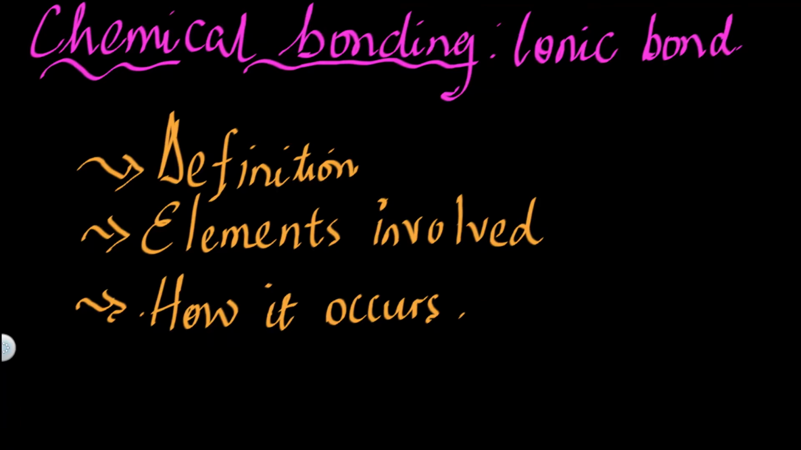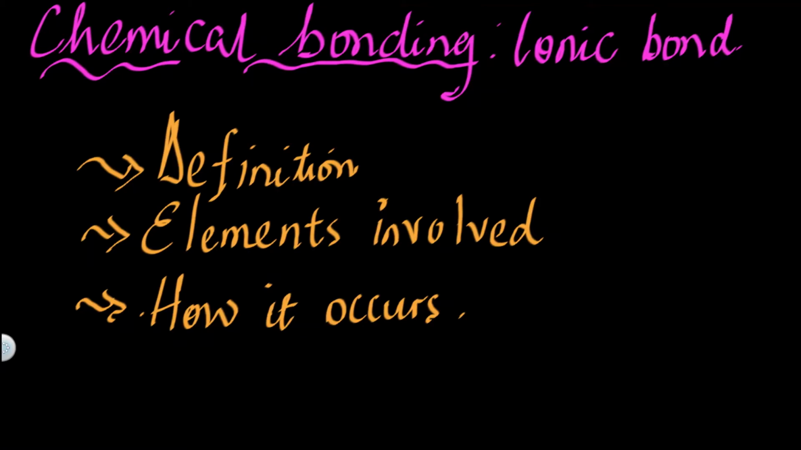In this video, I'm going to explain ionic bonding. It is one of the types of bonding that you have to learn as part of chemical bonding. I'm going to give you the definition of ionic bonding, explain the kind of elements that are involved in ionic bonding, then I'll end with illustrating how an ionic bond occurs.